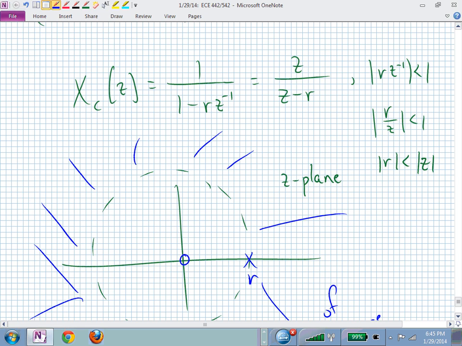Questions on that? So we will look at exponentially damped cosines and sines, and then we're pretty much good to go with z transforms. We'll do that on Monday.